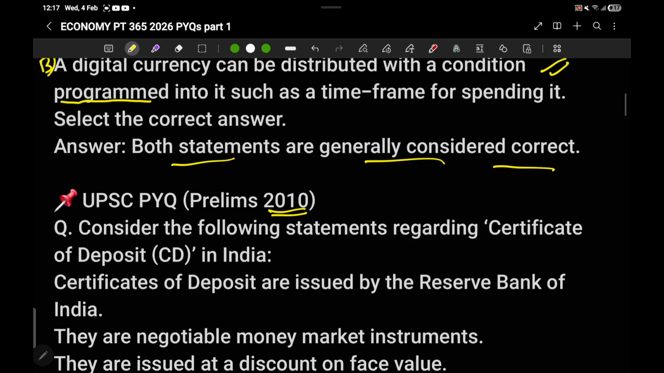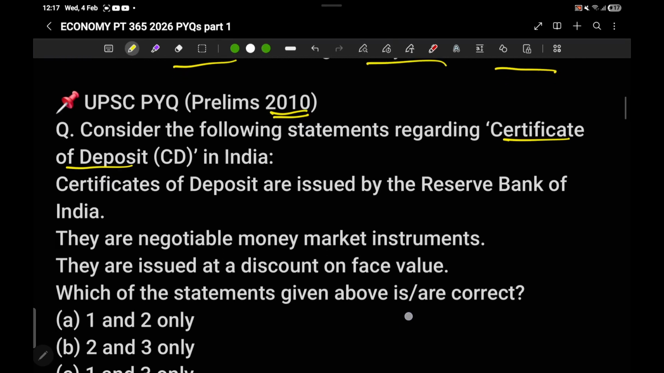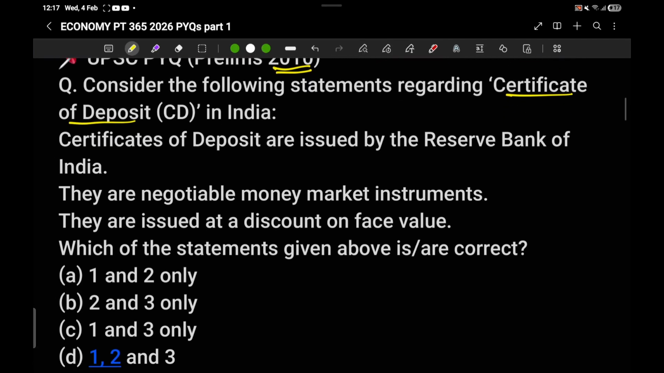2010 prelims, they have asked a question on certificate of deposit. Okay, let's see. Statement 1: Certificates of deposit are issued by the Reserve Bank of India. Statement 2: They are negotiable money market instruments. Statement 3: They are issued at a discount on face value. Which among the following statements is correct? Take two seconds of pause.